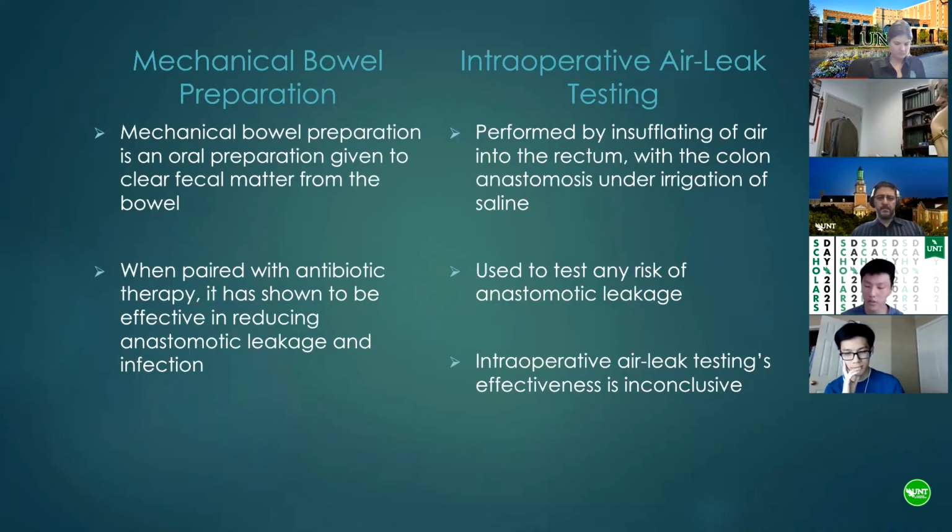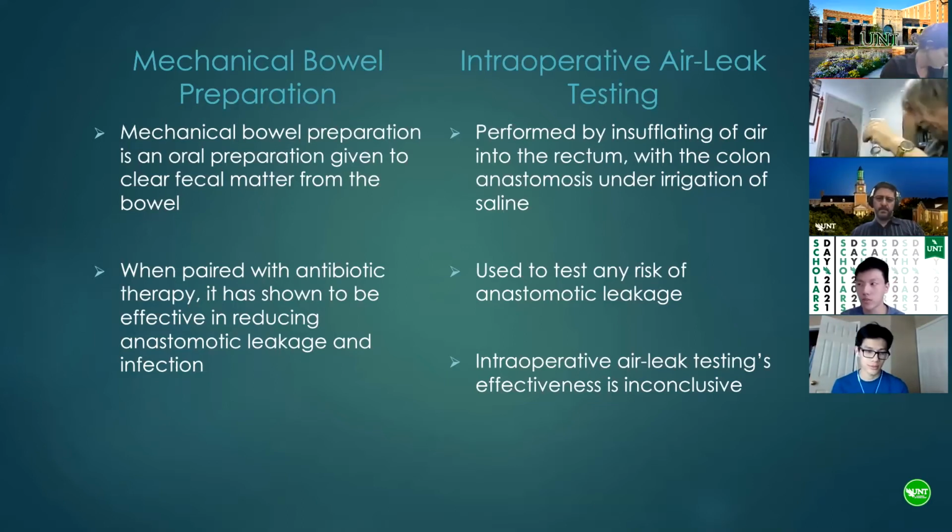Another technique used is intraoperative air leak testing. Although its effectiveness is inconclusive, how it works is that it is performed by insufflating air into the rectum, and this was used to test for any risk of anastomotic leakage. You find where the air is leaking out and there might be a leak there later on.